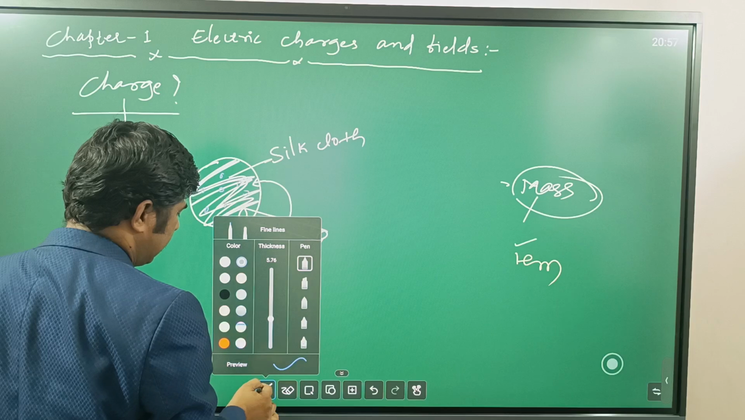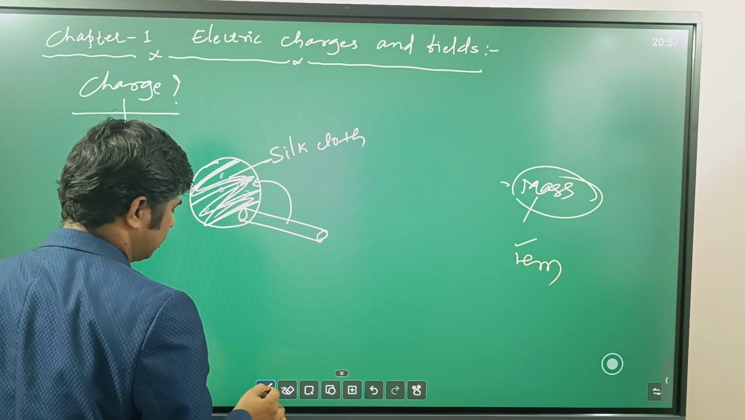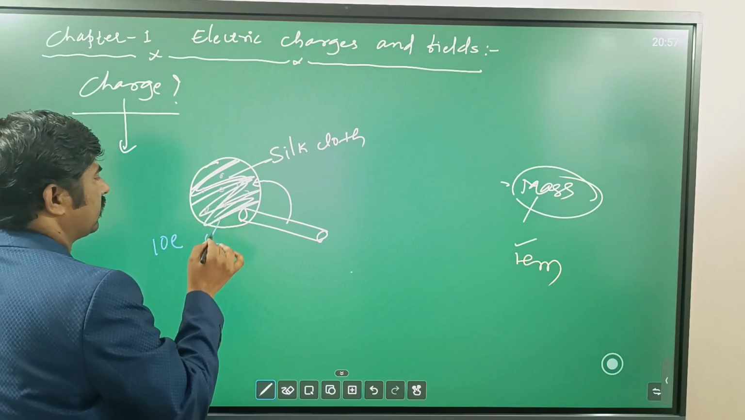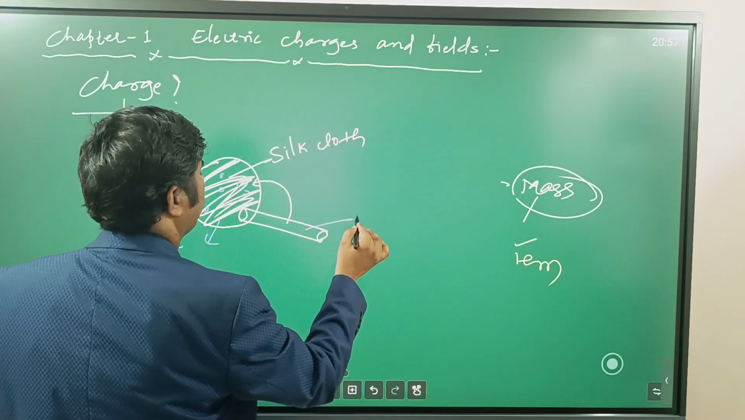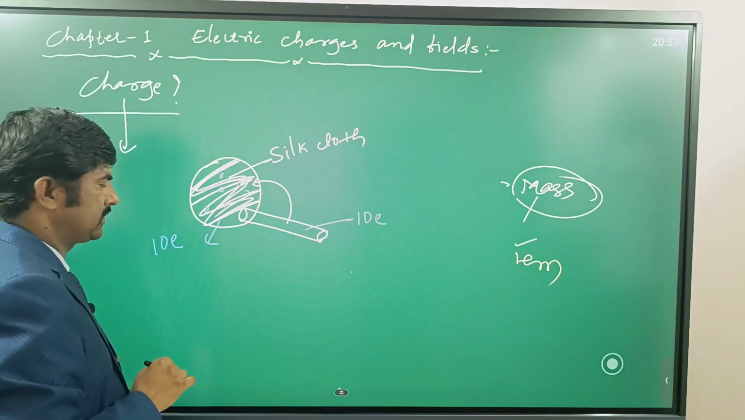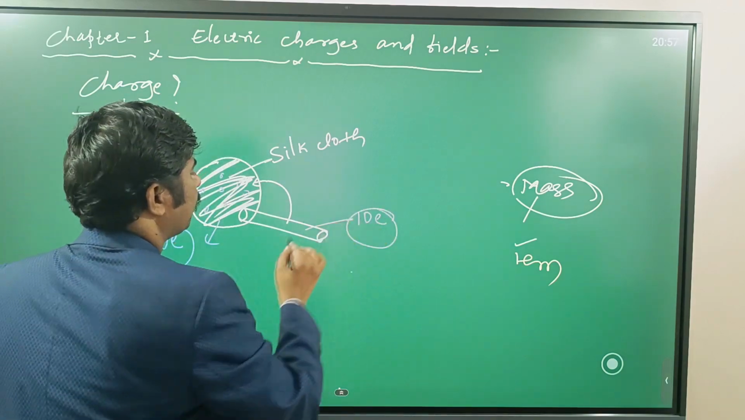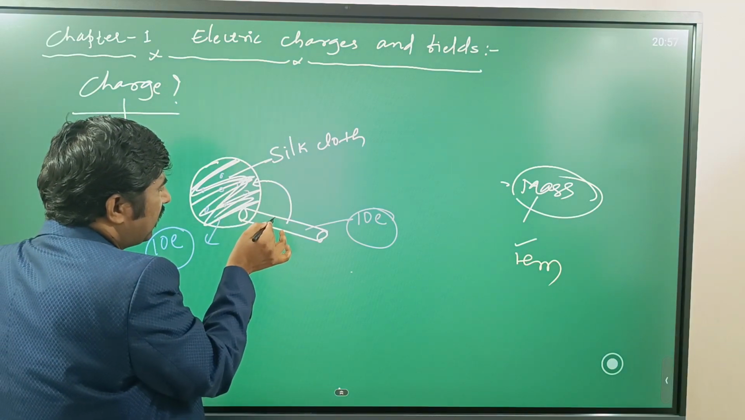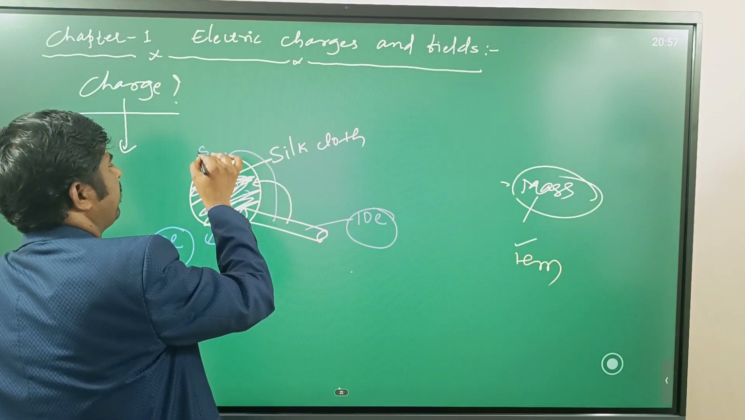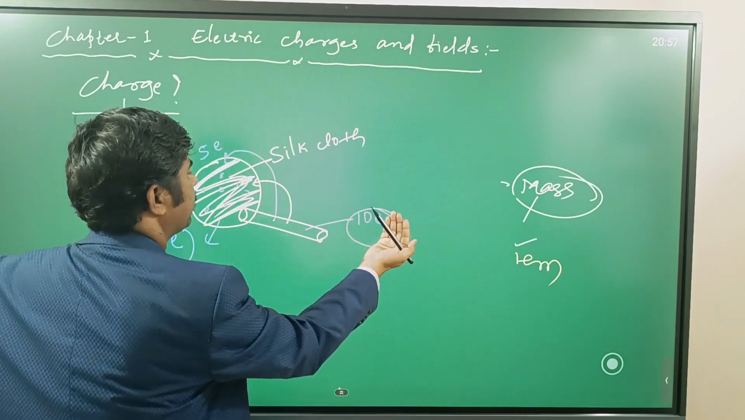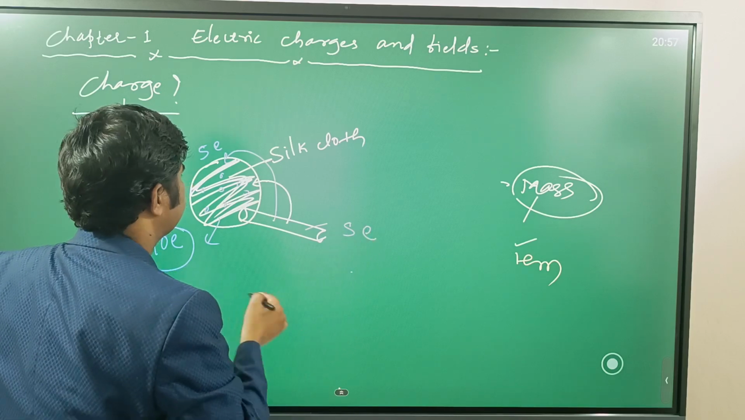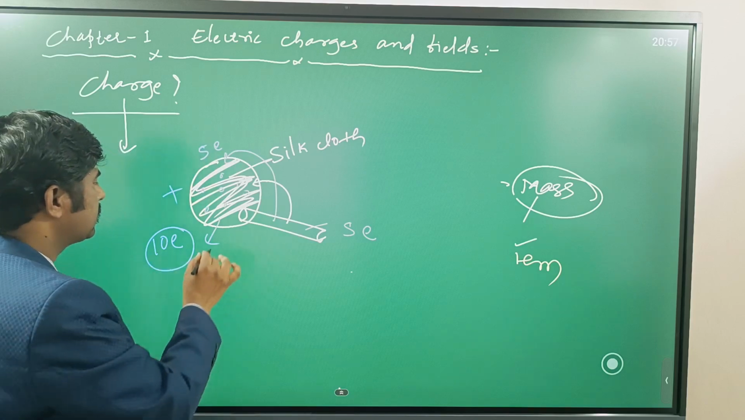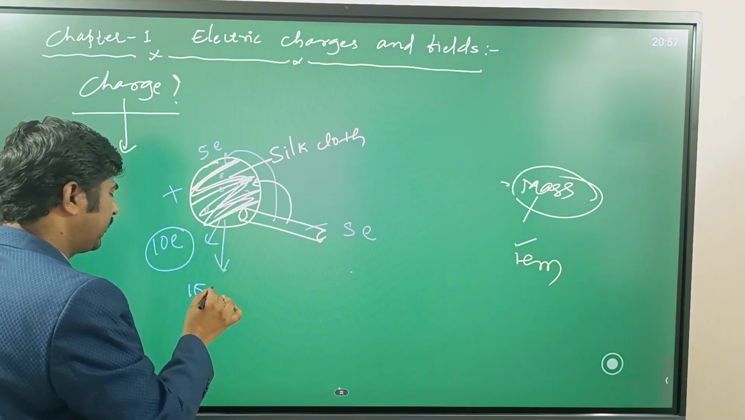Once the glass rod is losing the electrons, let's say for example in the initial case, the glass rod is having 10 electrons. Similarly, silk is also having 10 electrons. Both are having the same number of electrons. Now, as soon as the glass rod transfers, let's say, 5 electrons, how many electrons remain here after transfer? 5 electrons. And the silk now has 5 electrons plus the earlier 10 electrons. Now the total number of electrons is 15.